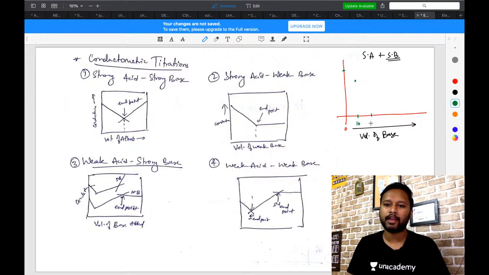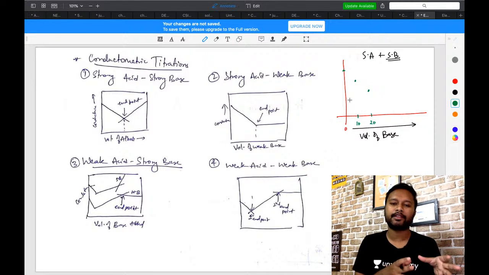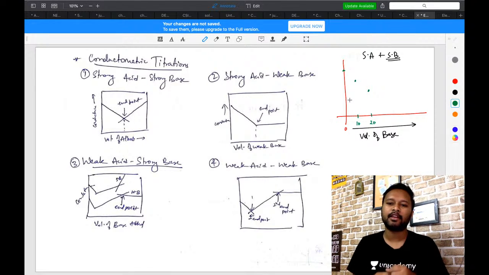Then let's say you have increased the volume of base, so again the conductance is going to decrease. The conductance is decreasing because the acid is getting neutralized by the base, and you don't have many ions capable of flowing the electric current. That's why your conductance is going to decrease. So after 30, your conductance will decrease more. Let's say this is the point where all your acid has got neutralized.